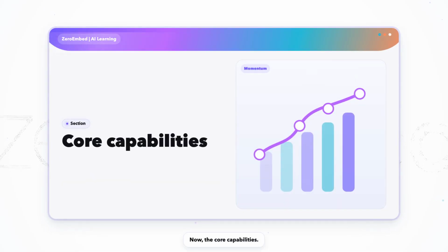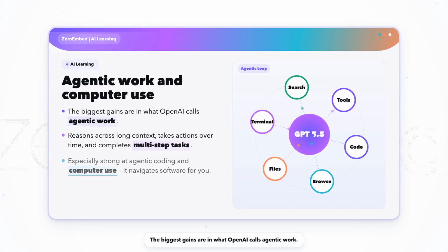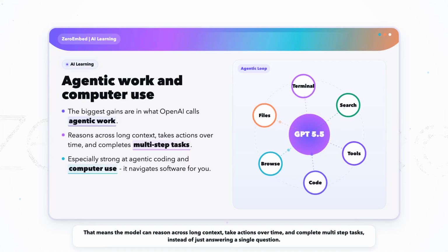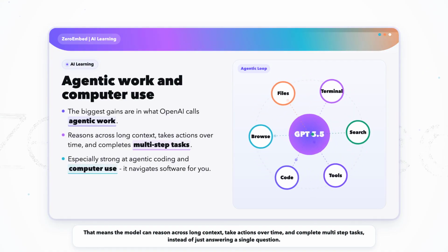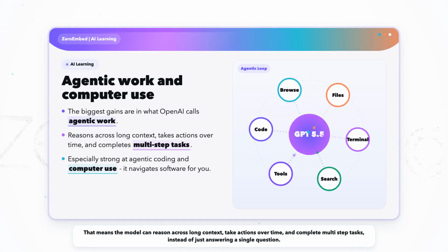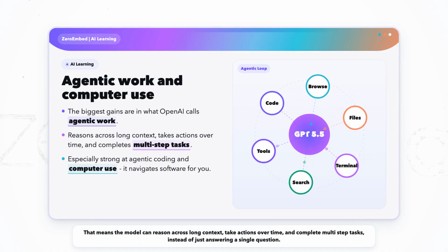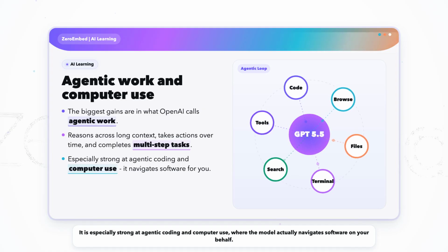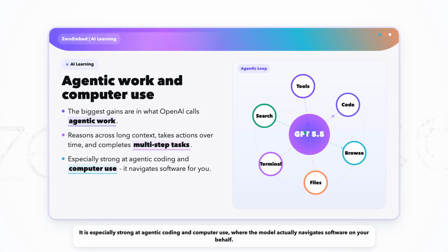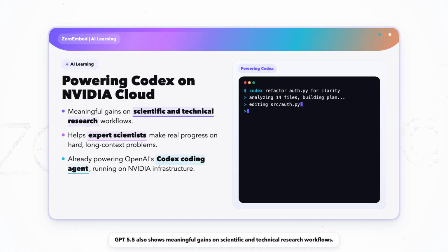Now, the core capabilities. The biggest gains are in what OpenAI calls agentic work. That means the model can reason across long context, take actions over time, and complete multi-step tasks, instead of just answering a single question. It is especially strong at agentic coding and computer use, where the model actually navigates software on your behalf. GPT 5.5 also shows meaningful gains on scientific and technical research workflows.